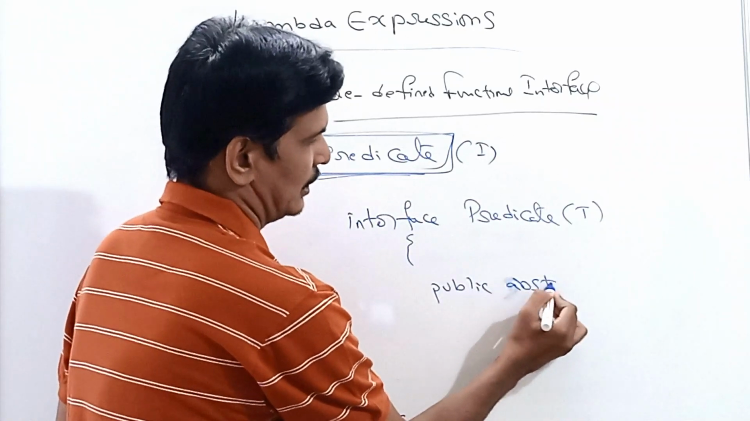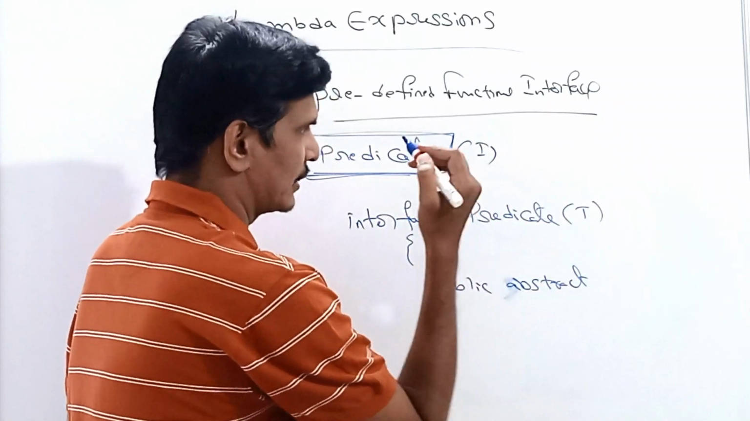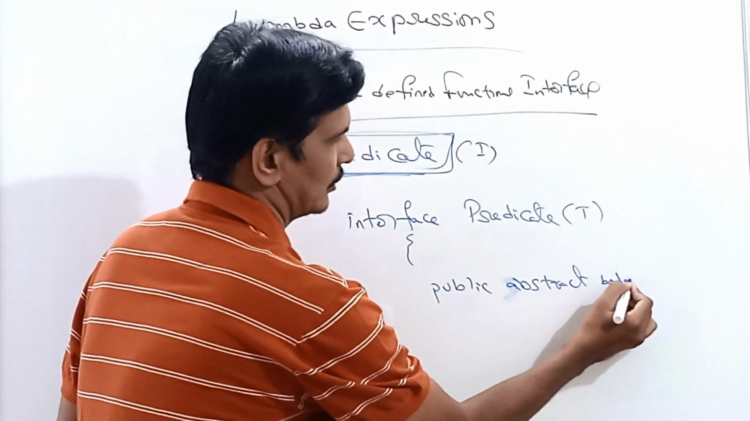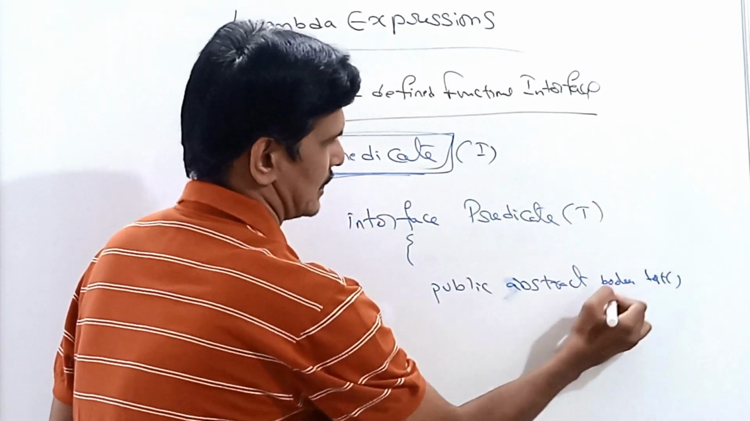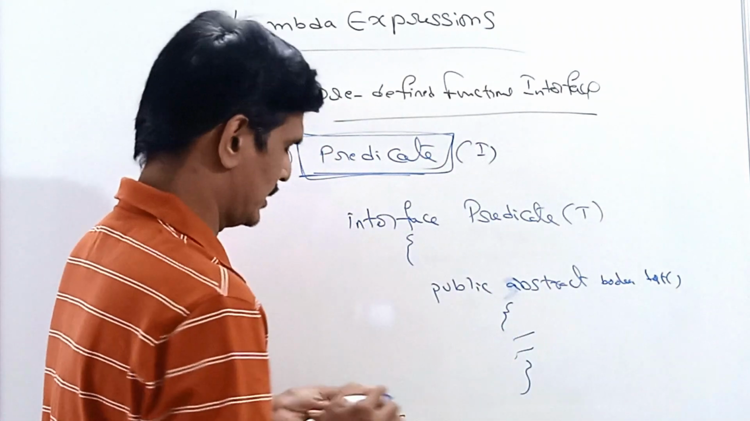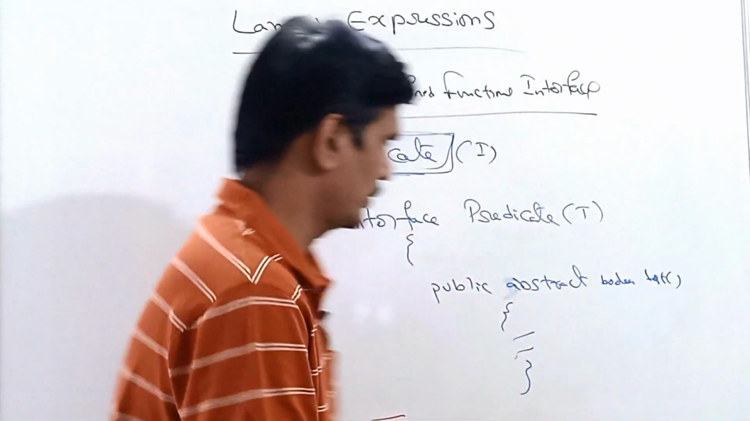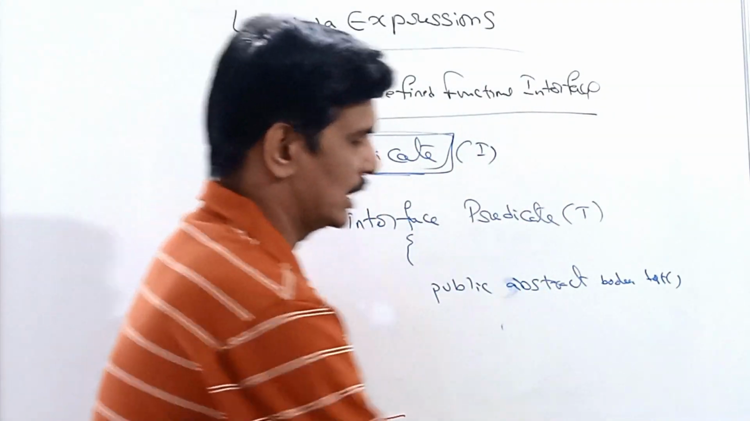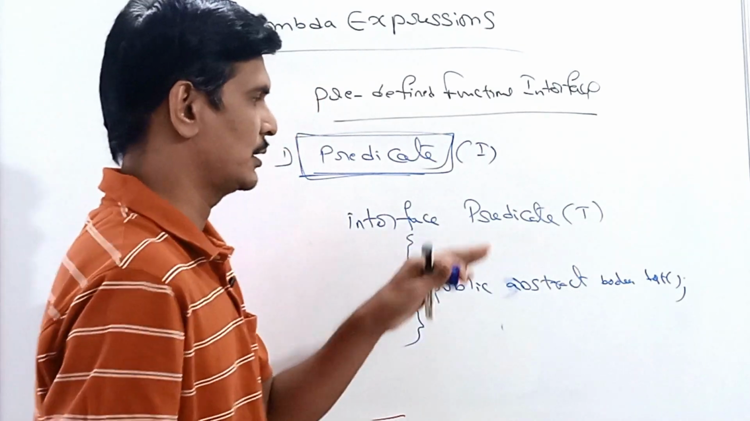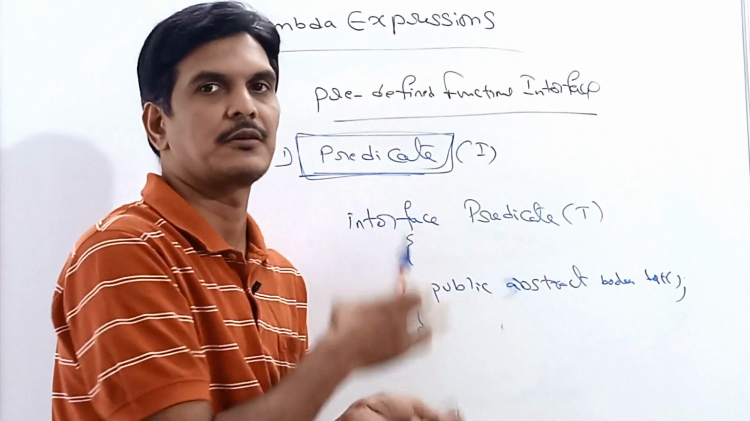So public abstract, and this particular method test is a method which will return a boolean value, boolean test. Okay, so this is an abstract method, we don't have an implementation here. It will just return a boolean value. So this is an abstract method which is designed inside the predicate interface.